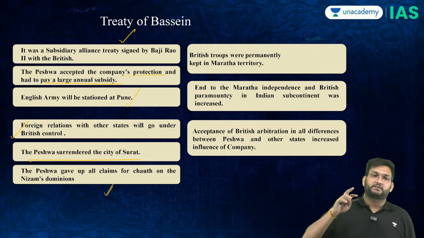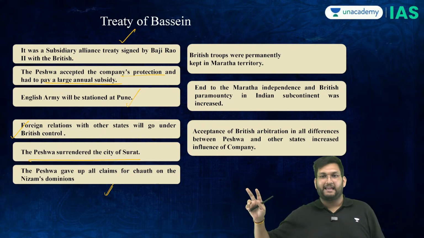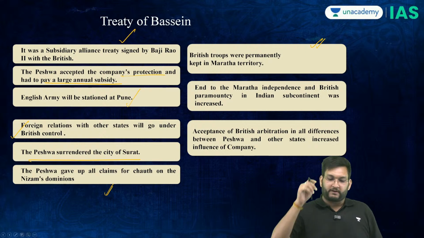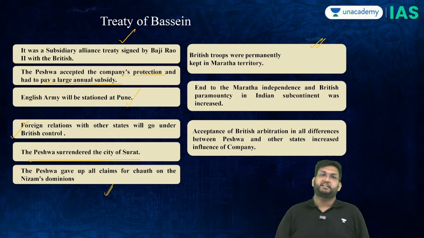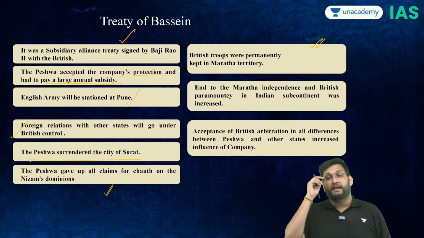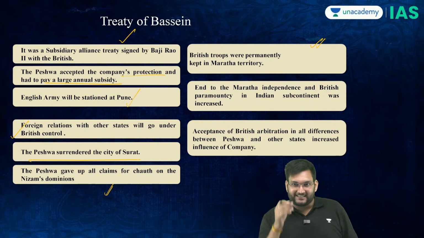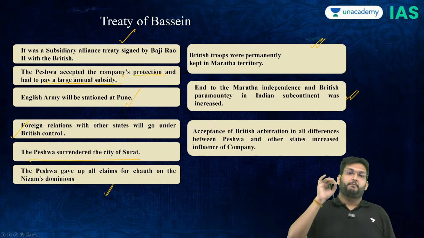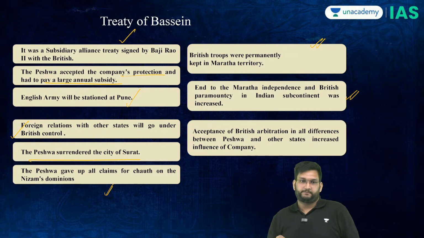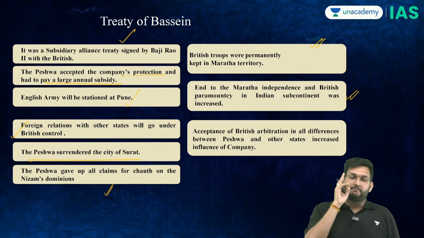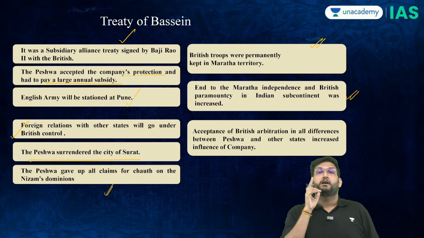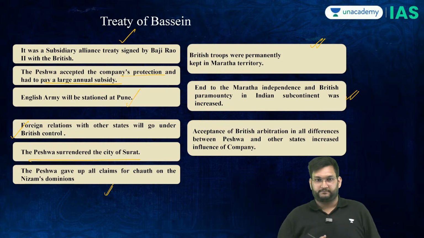Further, the Peshwa will stop taking chauth from an ally of the British itself, which is the Nizam. British troops were permanently kept in Maratha territory, and the Marathas would have to disband their own army. That is a necessity under subsidiary alliance. This meant that by accepting these terms, the Marathas had now, under Baji Rao II, accepted subservience to the British when it comes to the military.